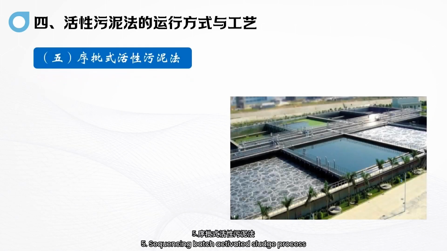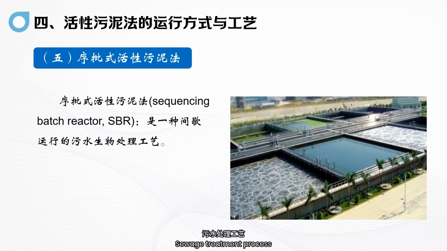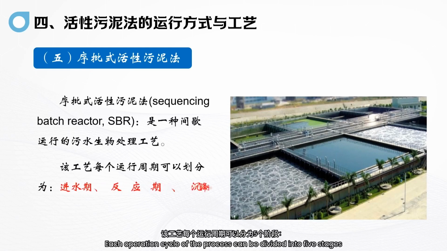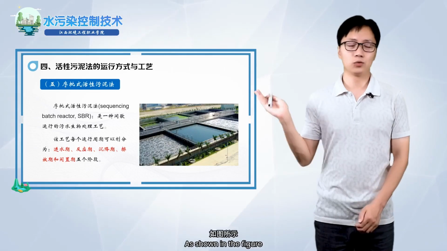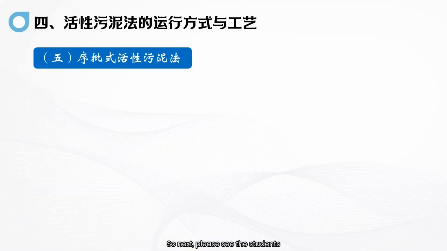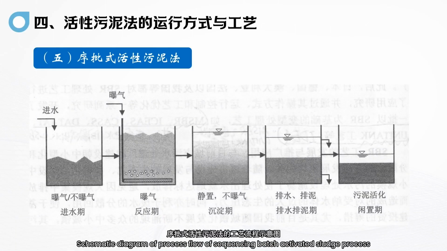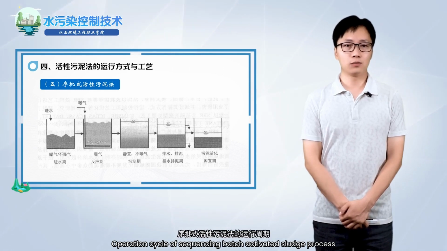5. Sequencing batch activated sludge process. The sequencing batch activated sludge process is a batch operation sewage treatment process. Each operation cycle can be divided into 5 stages: water inflow period, reaction period, sedimentation period, emission period and idle period. As shown in the figure, this is the sequencing batch activated sludge process in operation. Next, please see the schematic diagram of the process flow and the operation cycle of the sequencing batch activated sludge process.